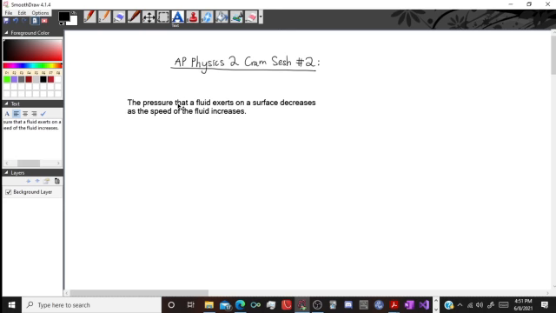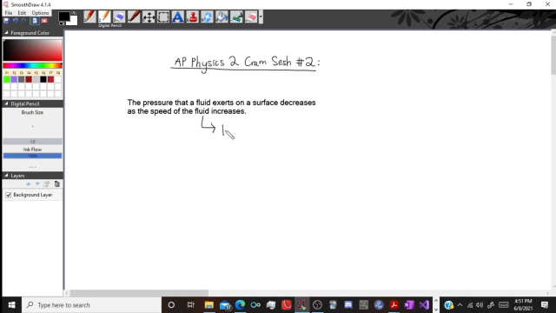And by the way, I think I mentioned this in the previous video, but when I say fluid, a lot of people tend to associate it with just liquid, but it actually refers to either a liquid or a gas. So this is applicable to either one of those.